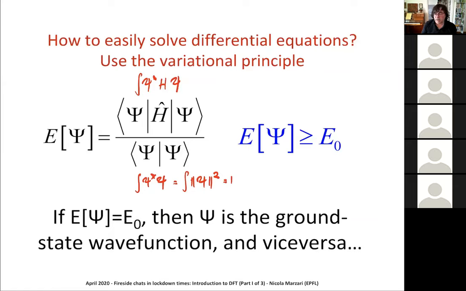A little corollary for a non-degenerate case is also that if the expectation value, that is the functional, gives me exactly the ground state energy, which I actually don't know, so it's not super useful, then the wave function psi is the ground state wave function, and vice versa.